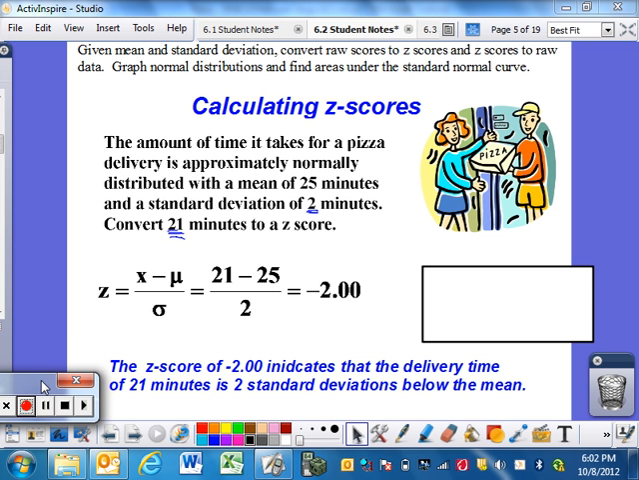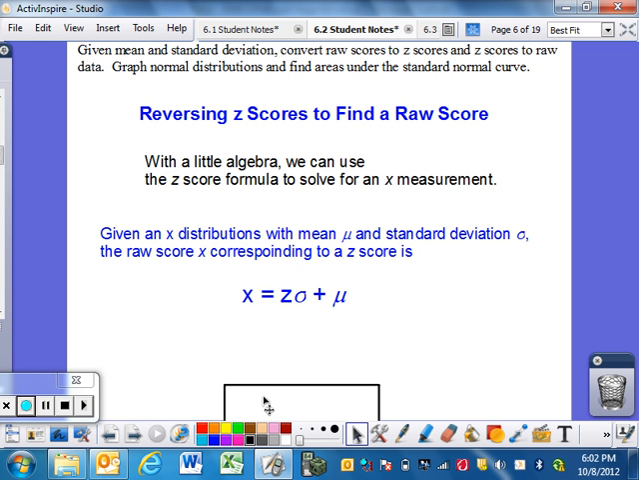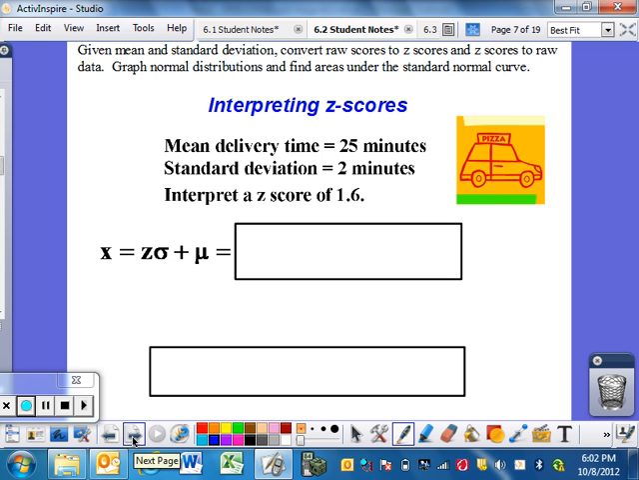And that's what it means, and then we're going to use this table to figure out what that means. We also can reverse it if I want to find a raw score. So maybe I want to find how long it actually took you to get your pizza, or what you got on a test if we knew your z-score, or if we knew the mean and the standard deviation. So this is also a formula that should be in your formula sheet, and something that we're going to use as well. So we'll look at both sides of this.